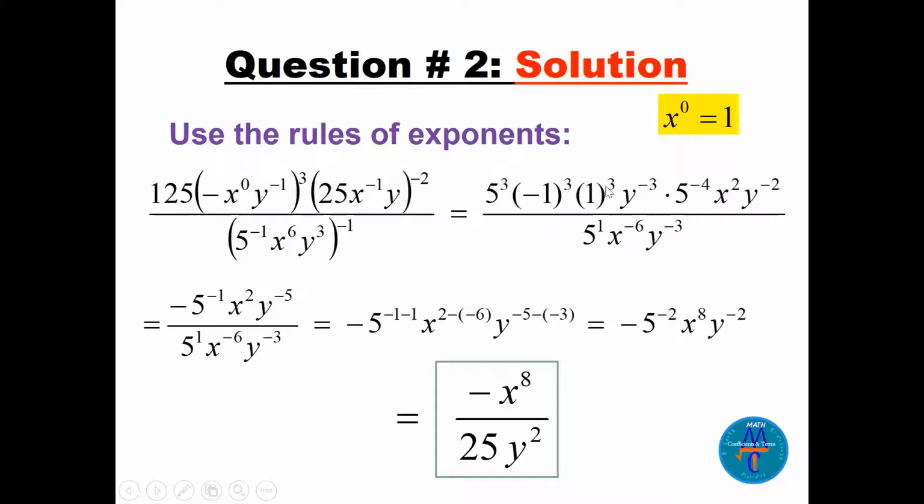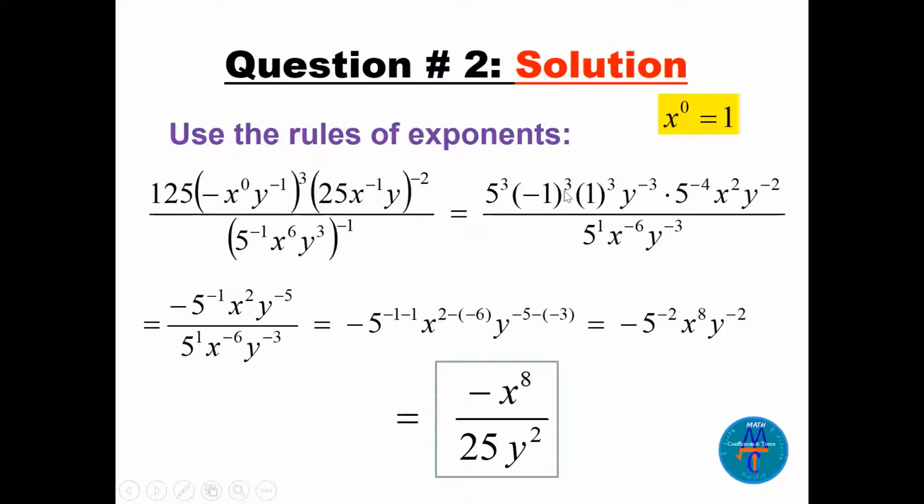Now y power minus 1, you see? Multiplied it 3 times, minus 3. 25 is 5 squared. Squared multiplied by minus 2 becomes minus 4. X to the power minus 1, minus 2, so multiply, x squared, 2 there. Y power minus 2, you see that? Just go and distribute the power. 5 power minus 1, minus 1 multiply becomes 5 power 1. X power 6 with minus becomes minus 6, y power minus 3.